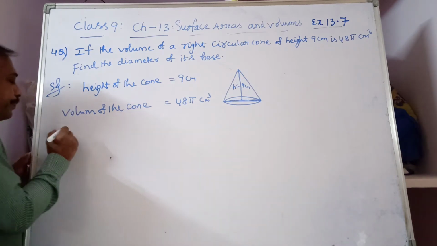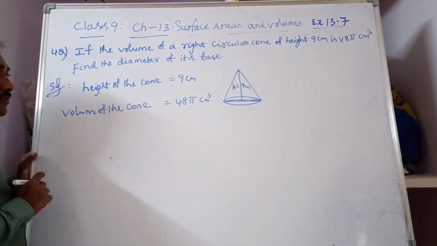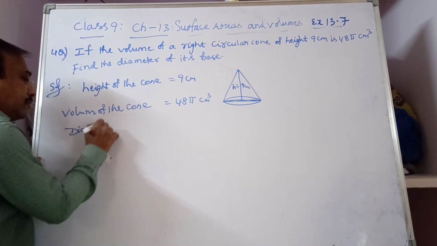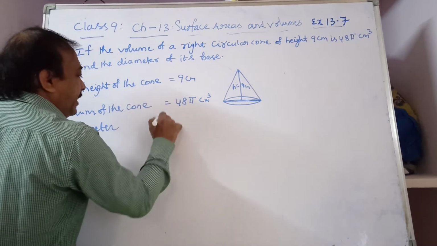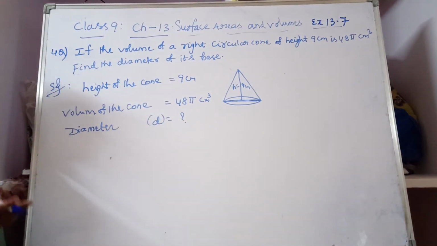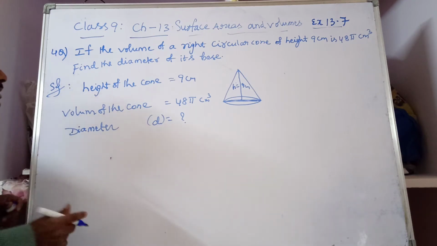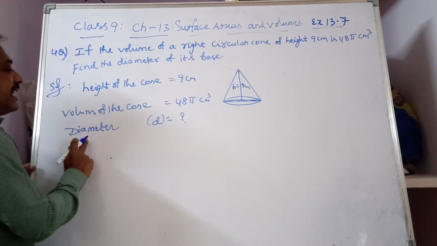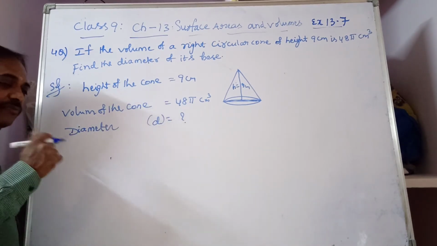So 1 by 3 pi r square h. What do we need to calculate first? Diameter. D is equal to question mark. For that we need to calculate the radius first. If you know the radius, then the diameter will be how many times the radius of the base? 2 times. Diameter will be 2 times the radius. So volume of the cone is 48 pi centimeter cube, and the diameter D is what we are going to find.